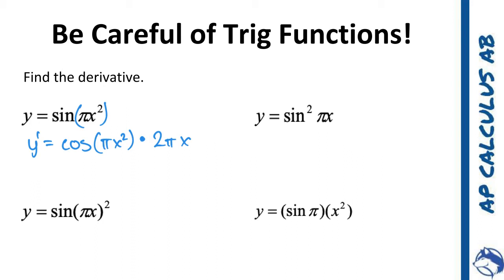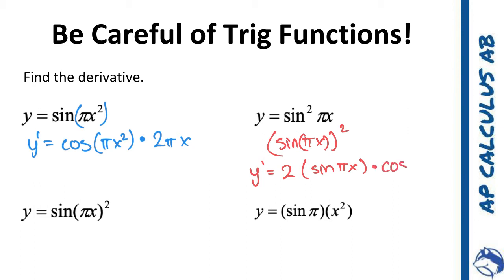The next one is over to the right here, and we are doing y equals sine squared of pi x, which means that this is the sine of pi x, this whole quantity squared. So when I take the derivative, I'm going to go ahead and do the outer first. So this is going to be 2 times the sine of pi x. I then have to take the derivative of the inside, my baby, which is the sine of pi x. So I multiply it by the cosine of pi x.